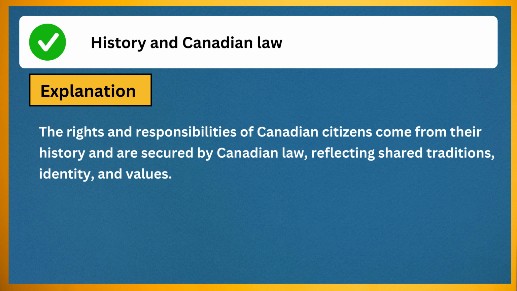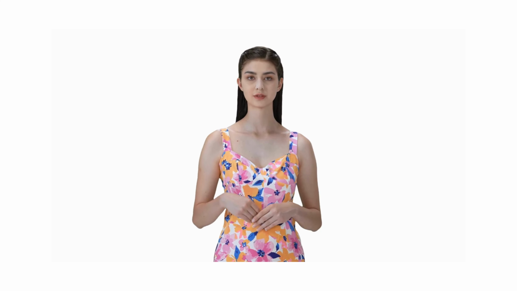The correct answer is history and Canadian law. Explanation: the rights and responsibilities of Canadian citizens come from their history and are secured by Canadian law, reflecting shared traditions, identity, and values.